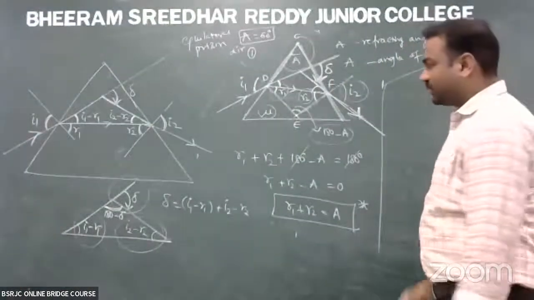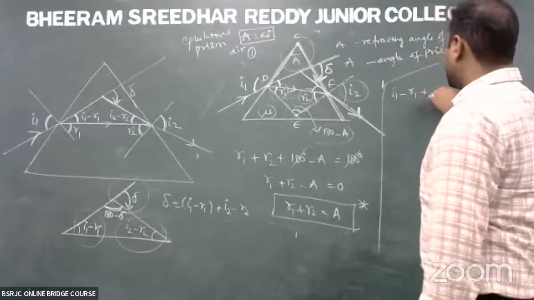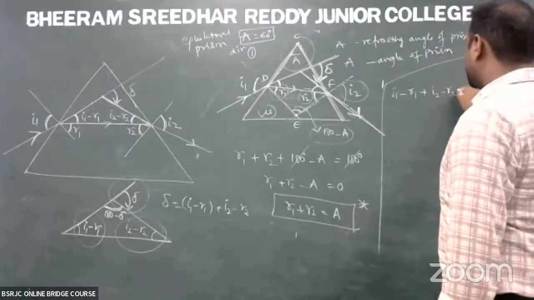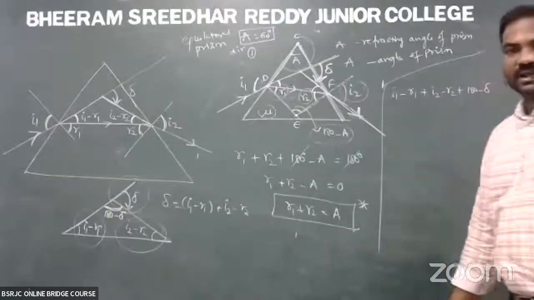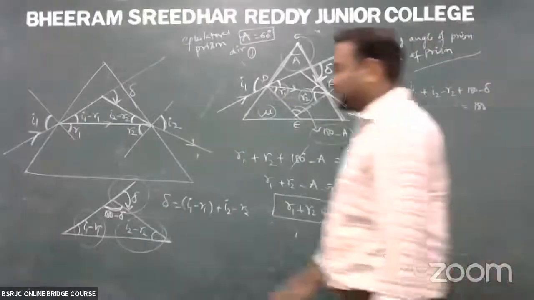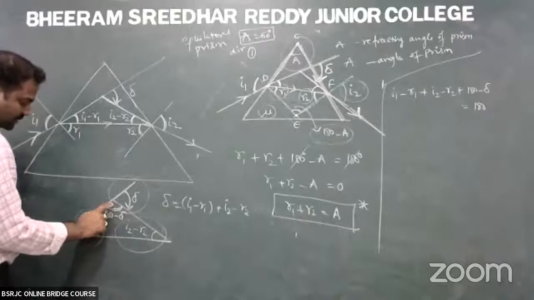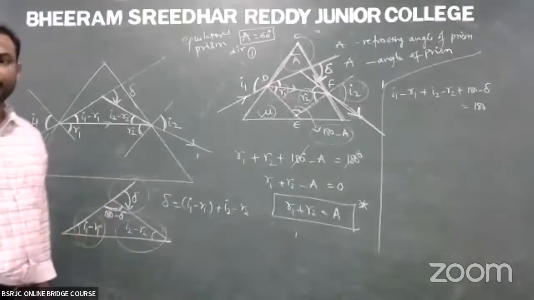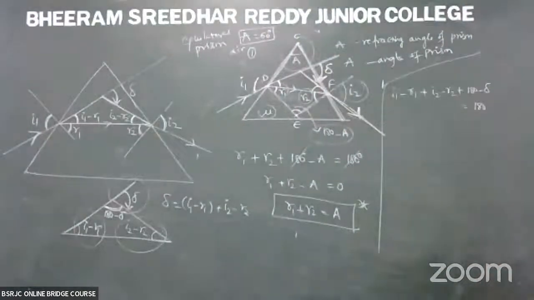Okay, what is the one angle? I1 minus R1. Other angle, I2 minus R2, third angle, 180 minus delta, where delta is the deviation. Total angle will be equal to 180. Sum of three angles in the triangle should be equal to 180. Did you understand? Very good. Geetika, very good.